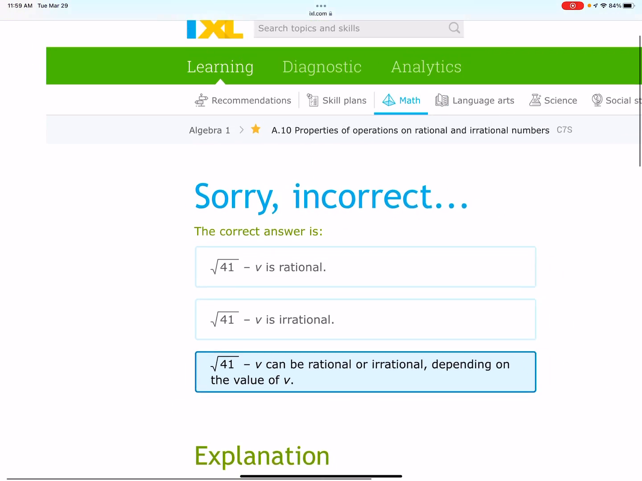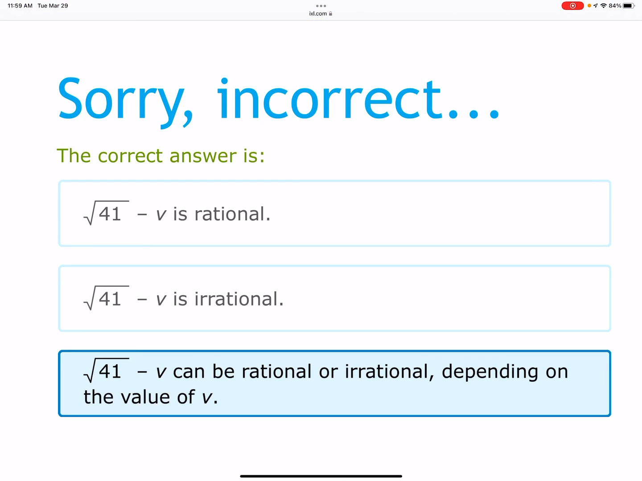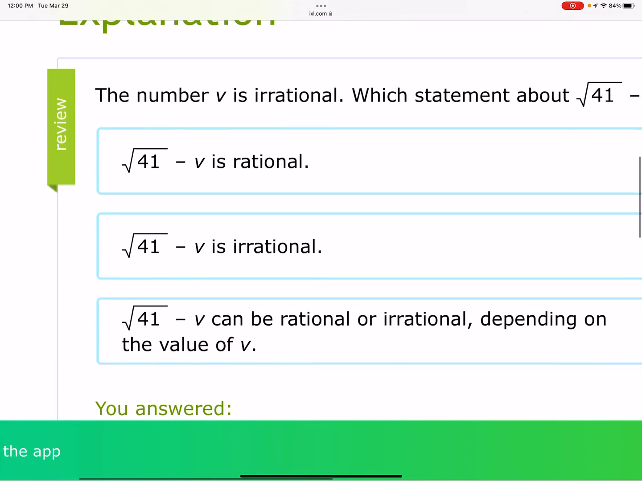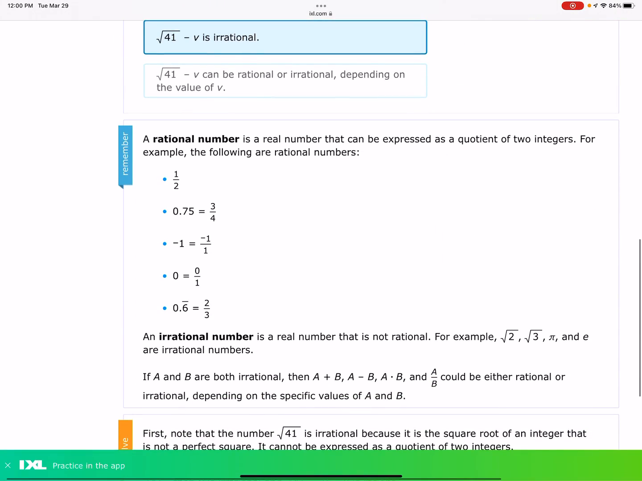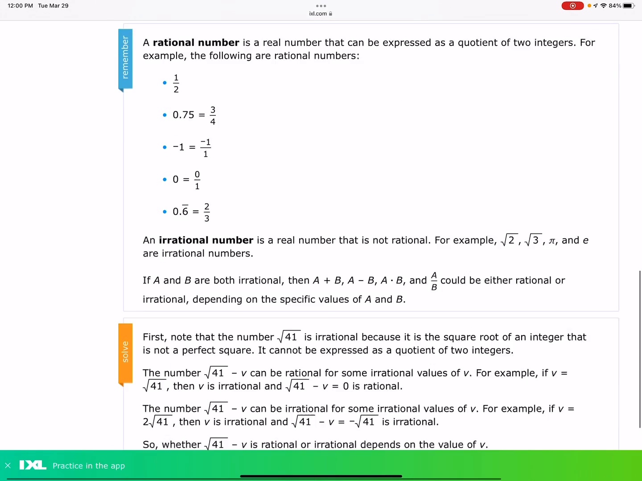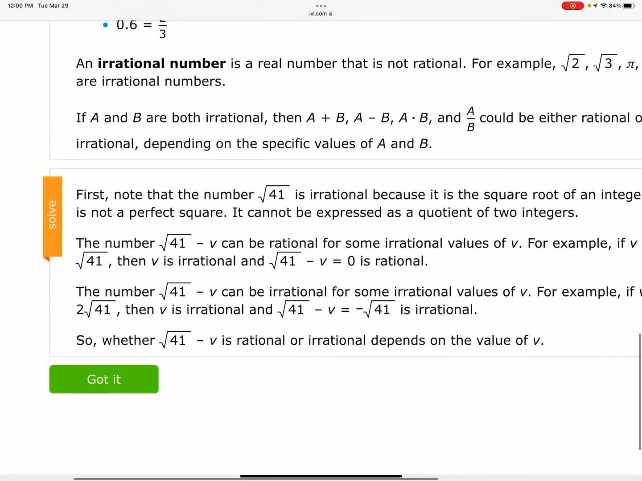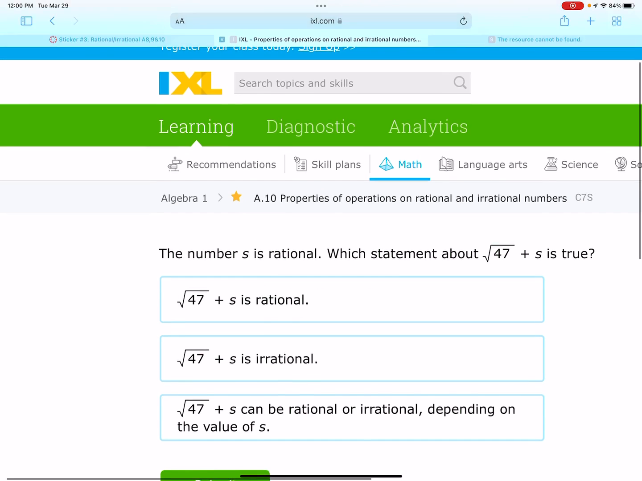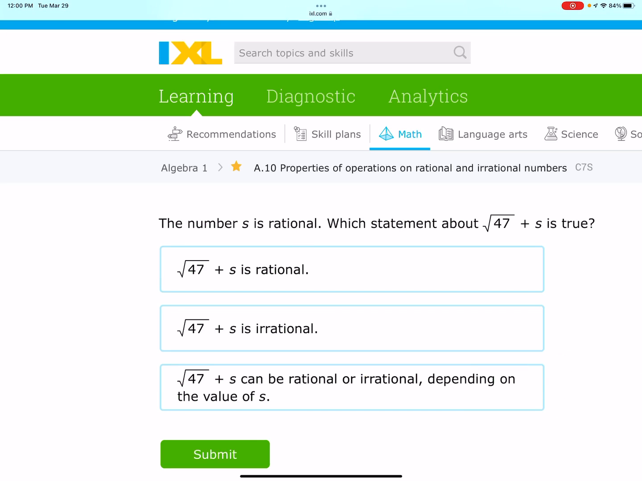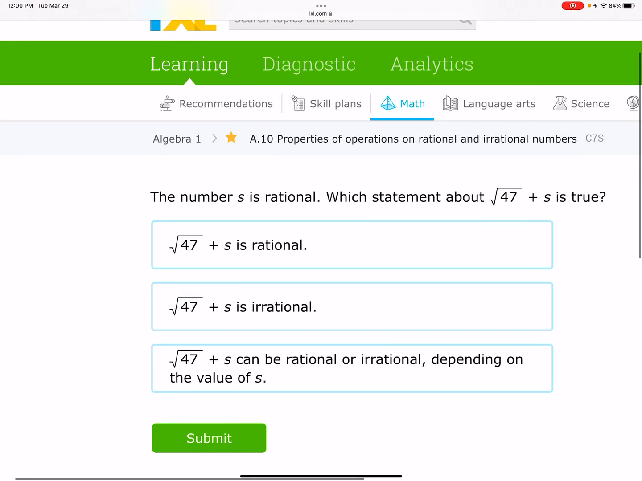41 minus v, if we know that v is irrational, an irrational minus an irrational should still give me irrational. Uh-oh, what happened? Well, think about it a minute. I could have put square root of 41 minus square root of 41 and gotten 0. They define it and say, if v happened to be the number square root of 41, then we would have gotten 0. And the number 0 is rational. Okay, I understand what I did wrong. Go back. An irrational plus a rational, I'm going to get irrational.